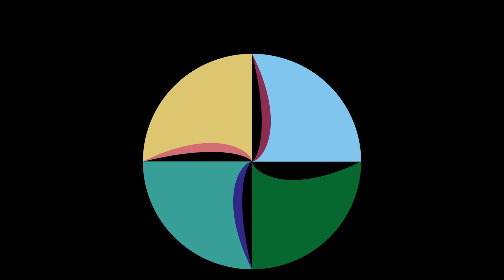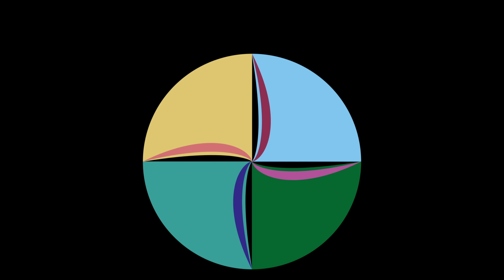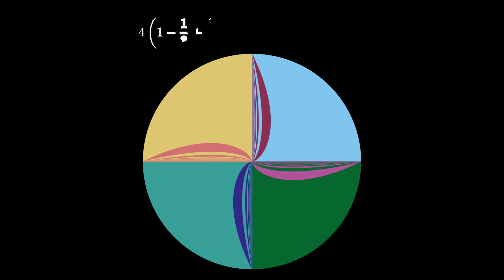Let's see this infinite dissection one more time so that we can visualize the Leibniz formula for pi over 4, or repeated 4 times, a Leibniz formula for pi, in terms of the alternating sum of the reciprocals of the odds.